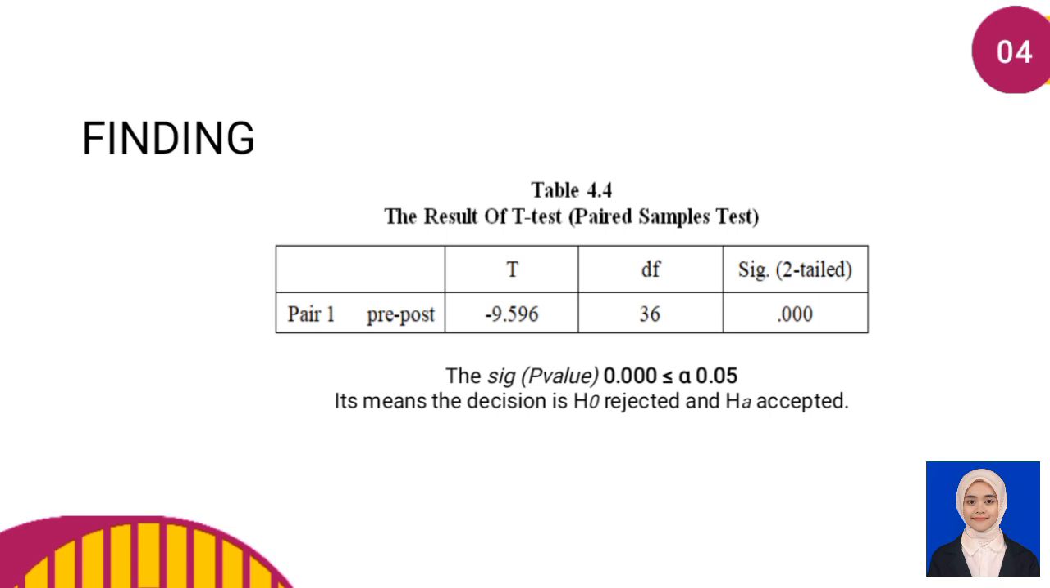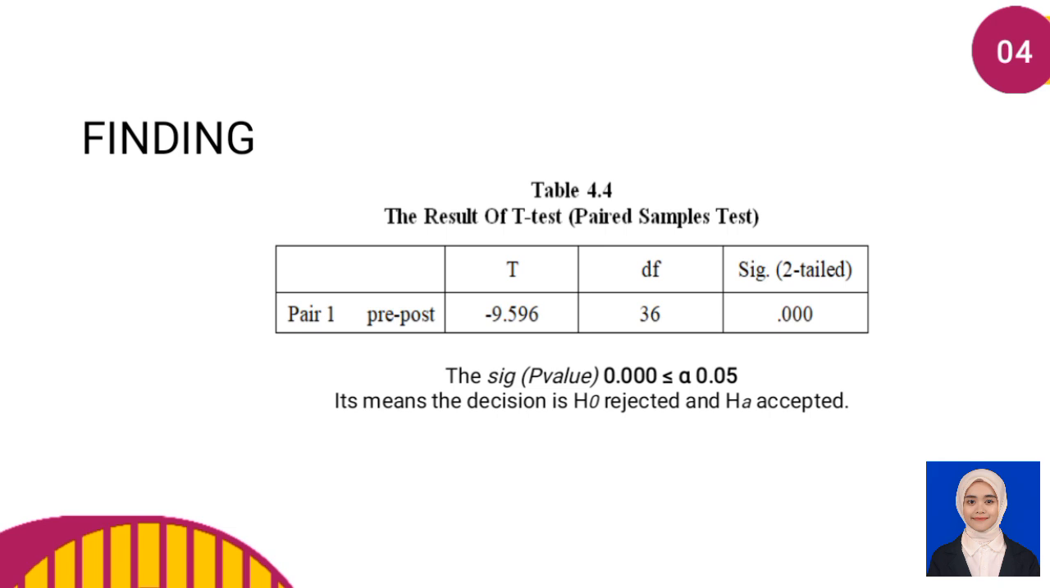The second finding is the result of the hypothesis test. After determining the data was normal and homogeneous, the researcher analyzed the data using the paired sample t-test to determine the significant effect of flipped classroom strategy on student reading comprehension.